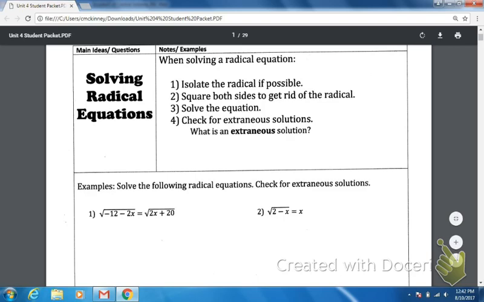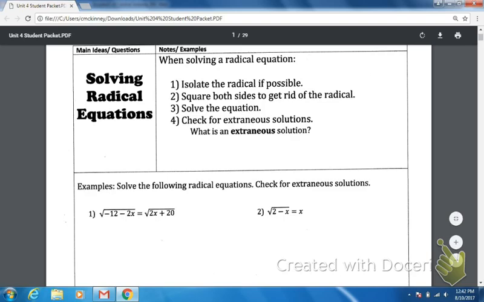Okay, so we are going to be solving radical equations. If you want to put a title at the top, you can put Solving Radical Equations. Our basic steps are that we need to isolate the radical, so we need to get the radical by itself first. Then we square both sides so that we get rid of the radical. Then we solve the equation that's left, which sometimes will involve factoring. And then we check to make sure that we don't have any extraneous solutions.